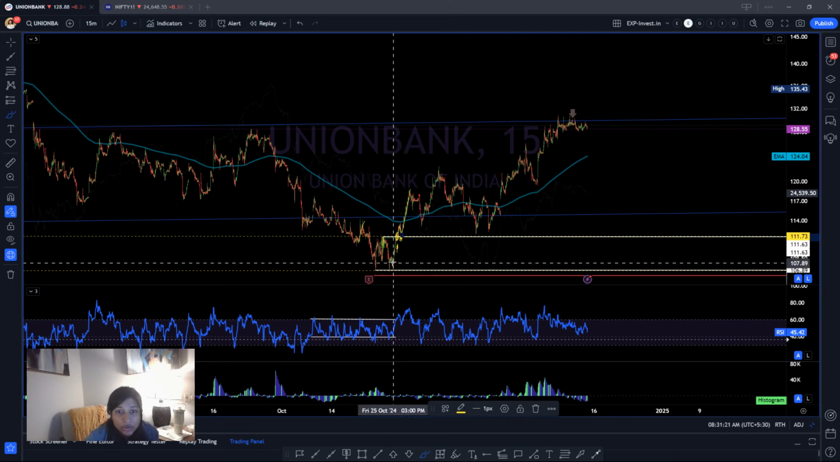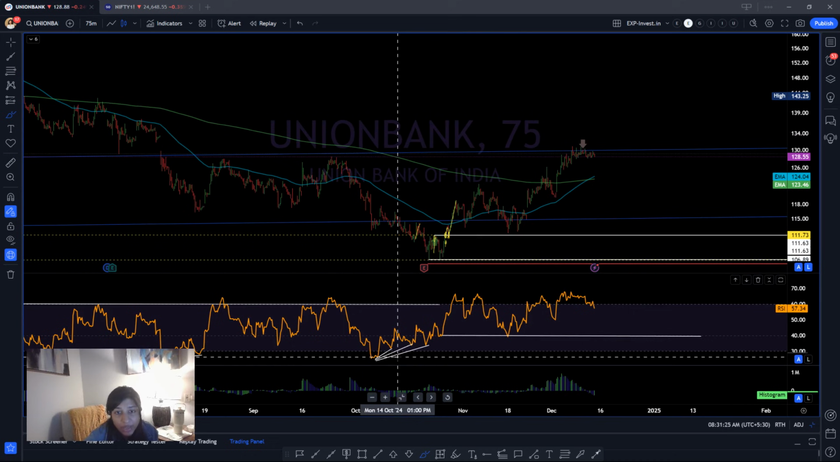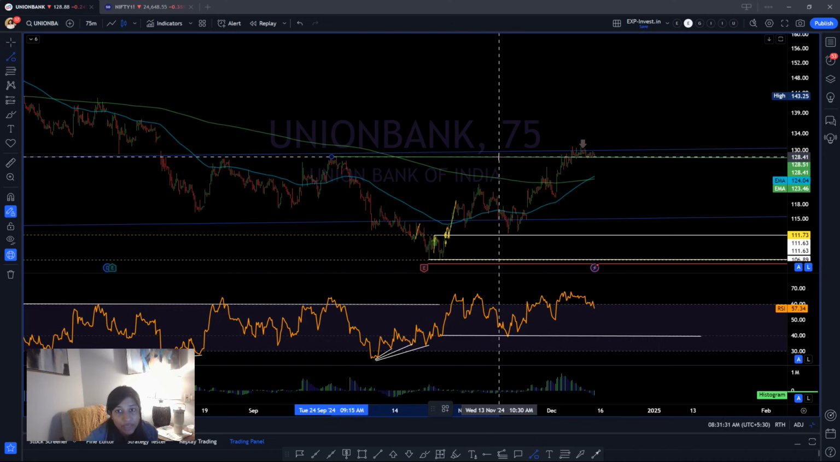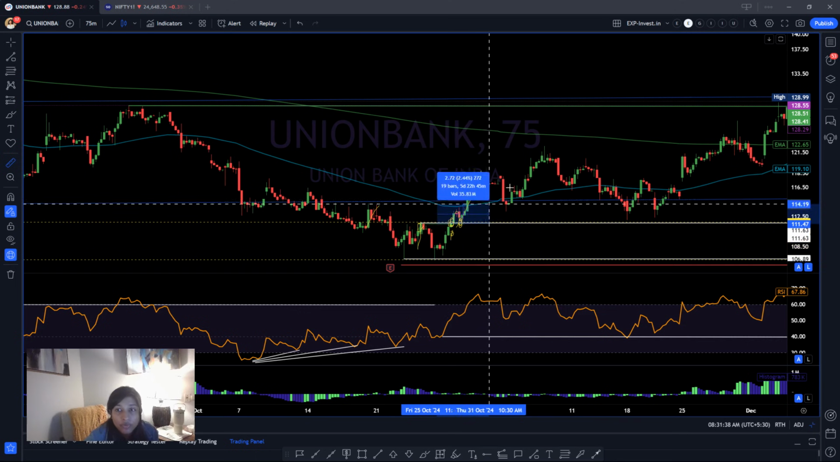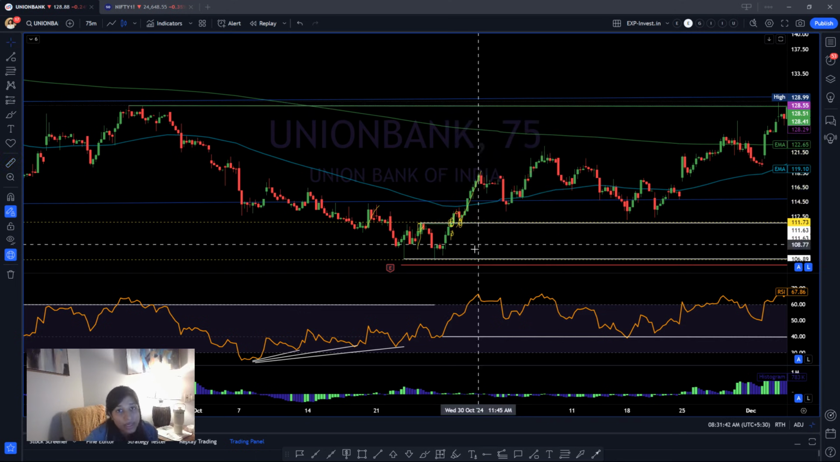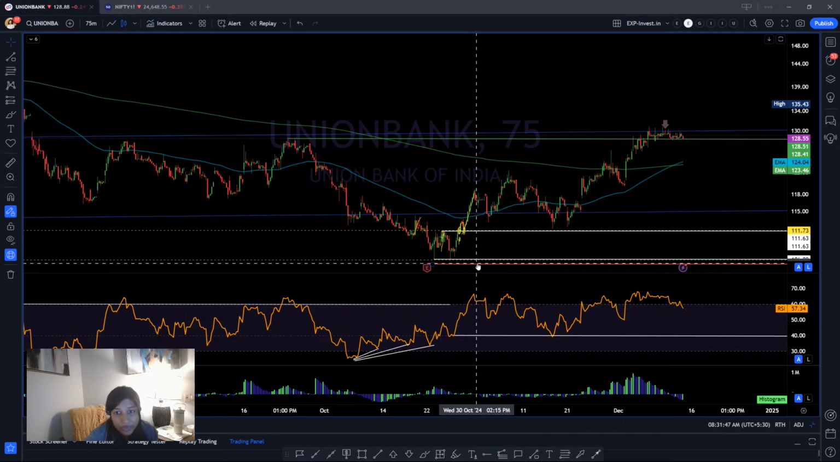How do you set your target? In this situation, since I am playing the positive divergence on the 75-minute time frame, my minimum target is the previous high, right? The previous high here on the 75-minute time frame is this level. So this was my target. With an entry here, a stop loss of around 4% and a target of almost 16%, I had a more than 3 risk reward ratio. I went ahead with the trade.